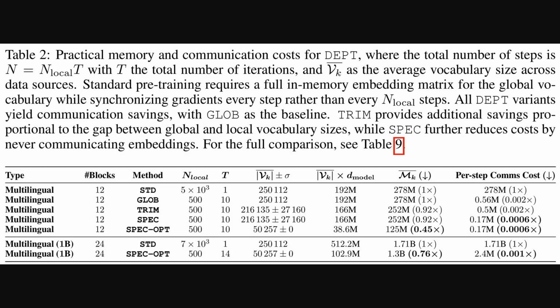Okay, so building on those theoretical savings, this table gives us the practical memory and communication costs observed. Take a look at the per-step comms cost column. Wow! Compared to standard training, the DEPT methods, particularly spec and spec opt, cut communication down drastically. We're talking factors like 0.0006x or 0.001x. Memory usage is also reduced, especially for spec opt. This really shows the tangible efficiency benefits of decoupling in action.